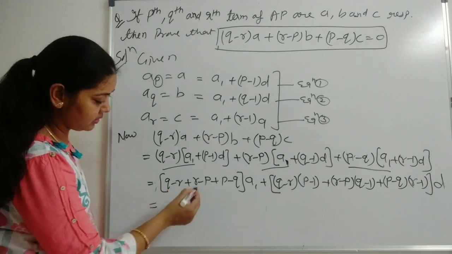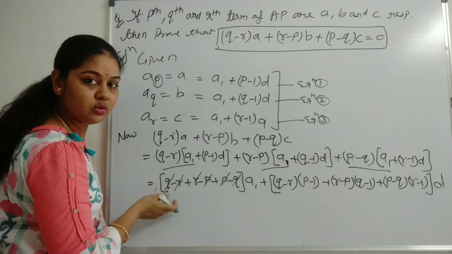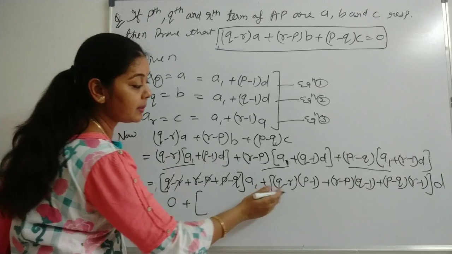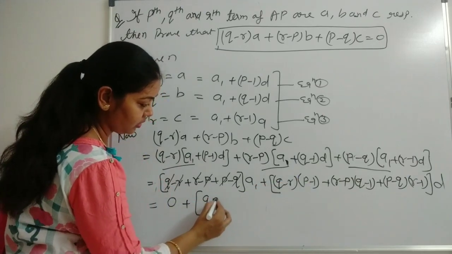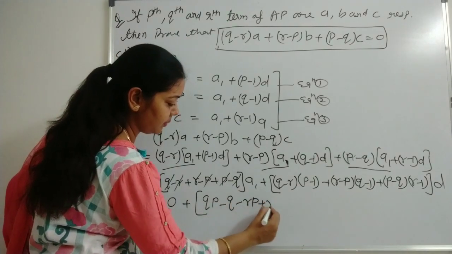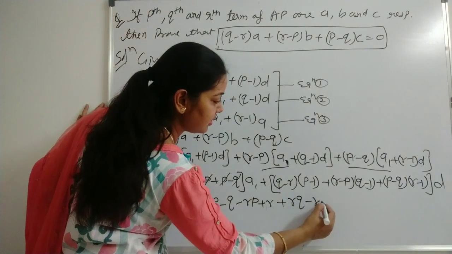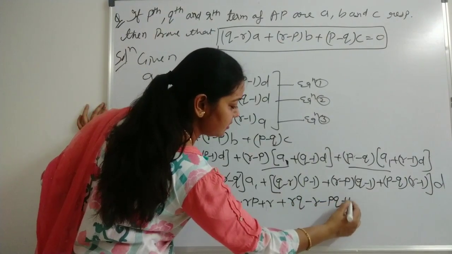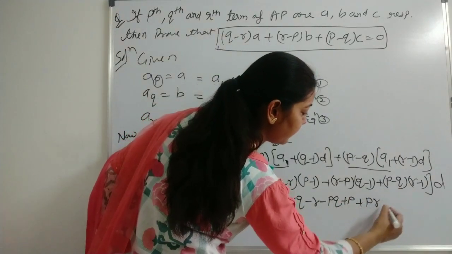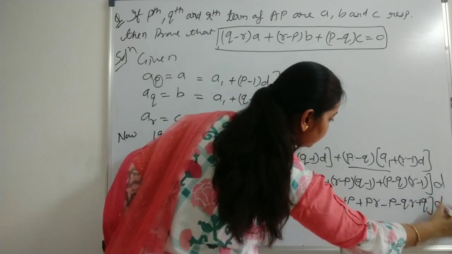Now look at here, all the terms are cancelled out. So this is 0, 0 into A1, that is 0. Okay? Plus, multiply all these terms now: QP minus Q minus RP plus R, plus RQ minus R minus PQ plus P, plus PR minus P minus QR plus Q, into D.